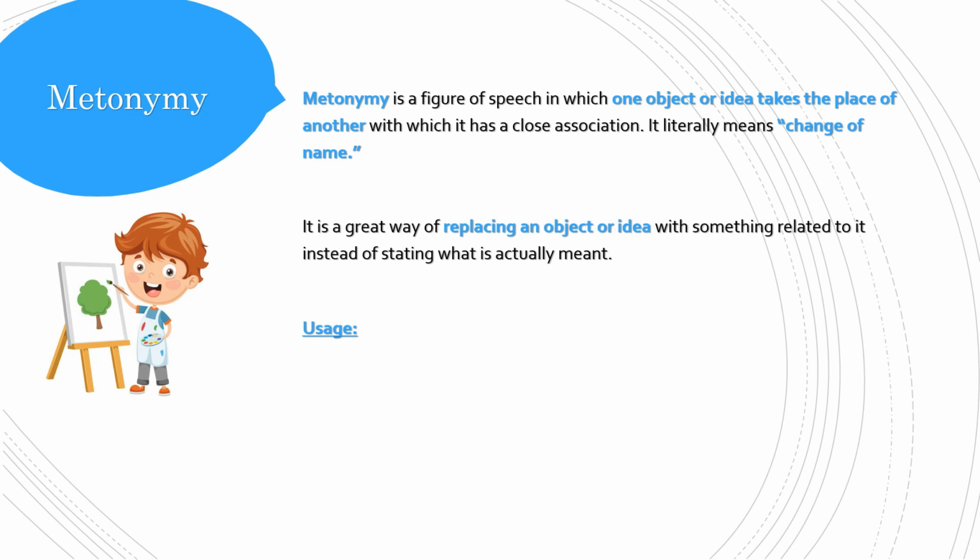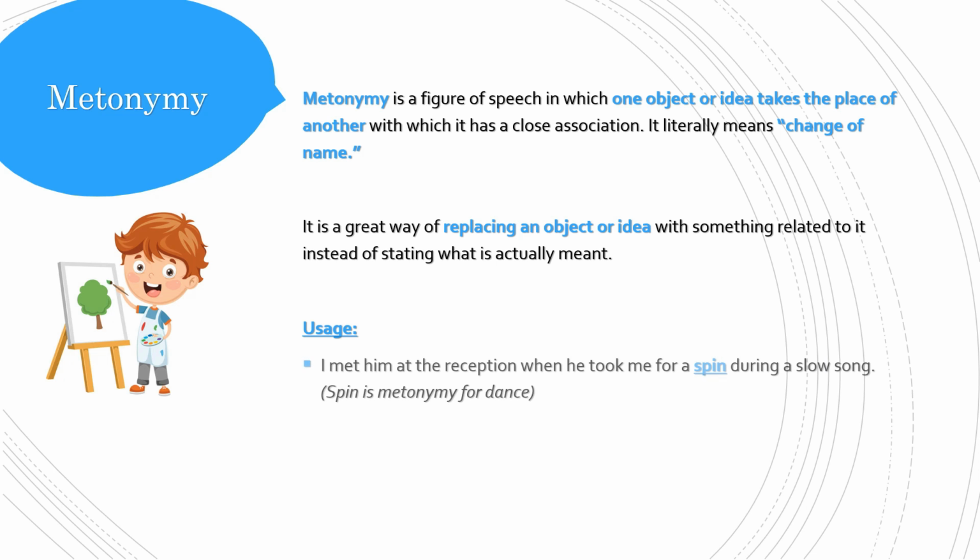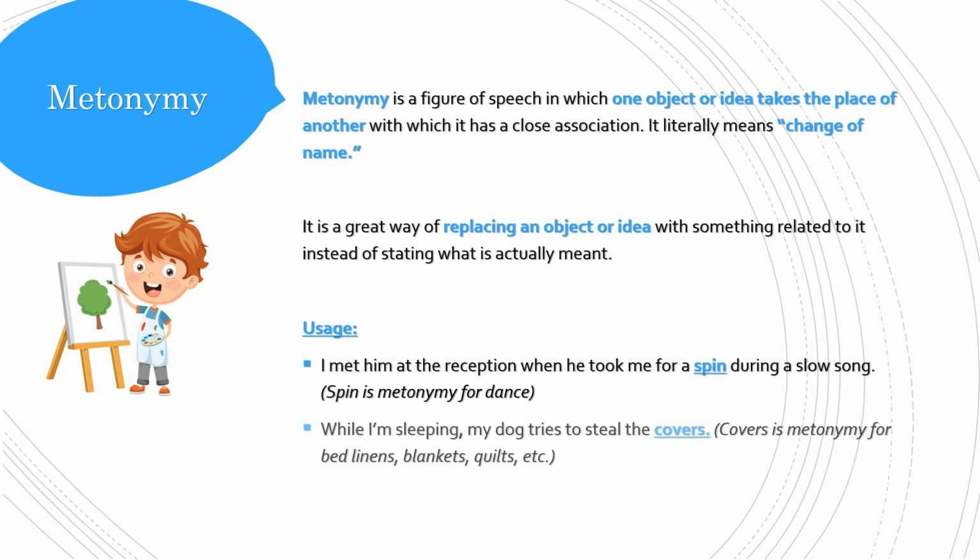Usage. I met him at the reception, when he took me for a spin during a slow song. In this sentence, spin is metonymy for dance. While I'm sleeping, my dog tries to steal the covers. In this sentence, covers is metonymy for bed linens, blankets, quilts, etc. Today at lunch, I sat with the jocks. In this sentence, jocks is metonymy for athletes.